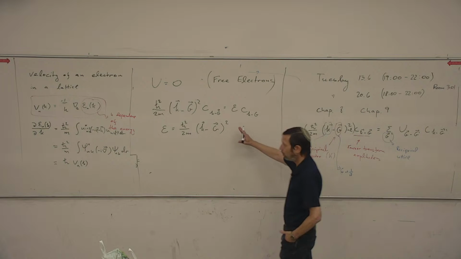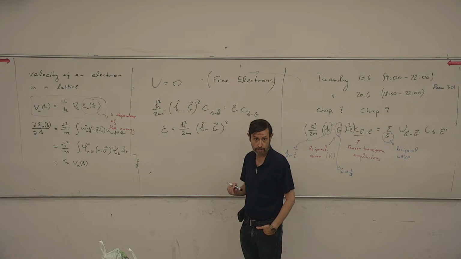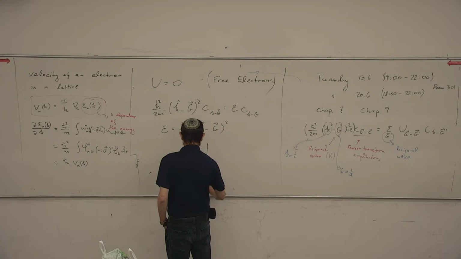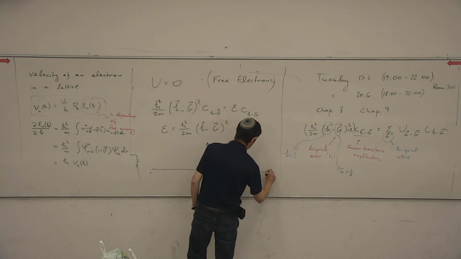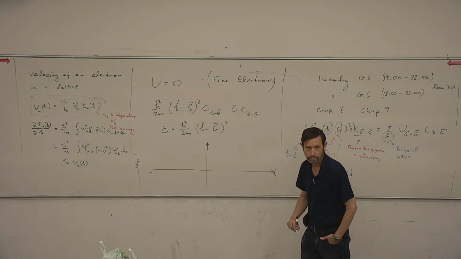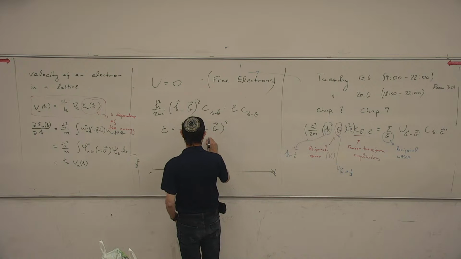Let me just plot this solution as it's given here. So this is k, and this is E.